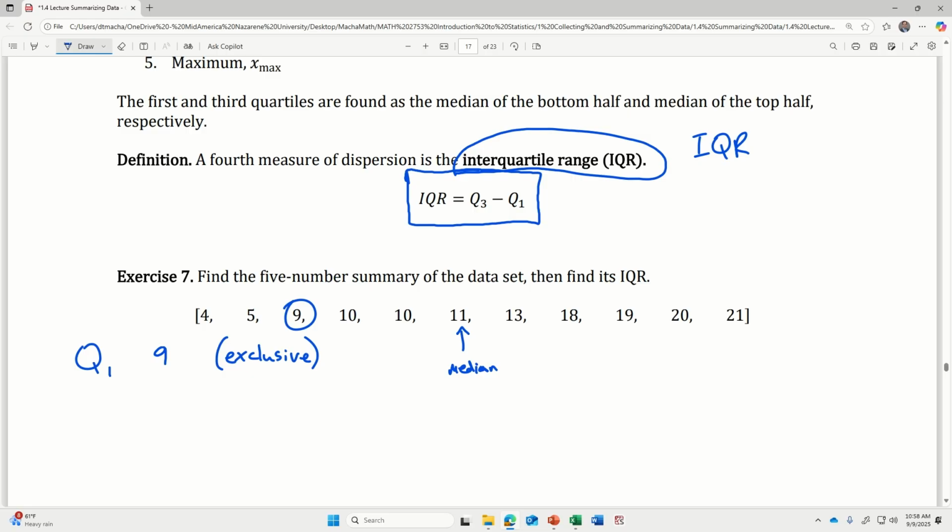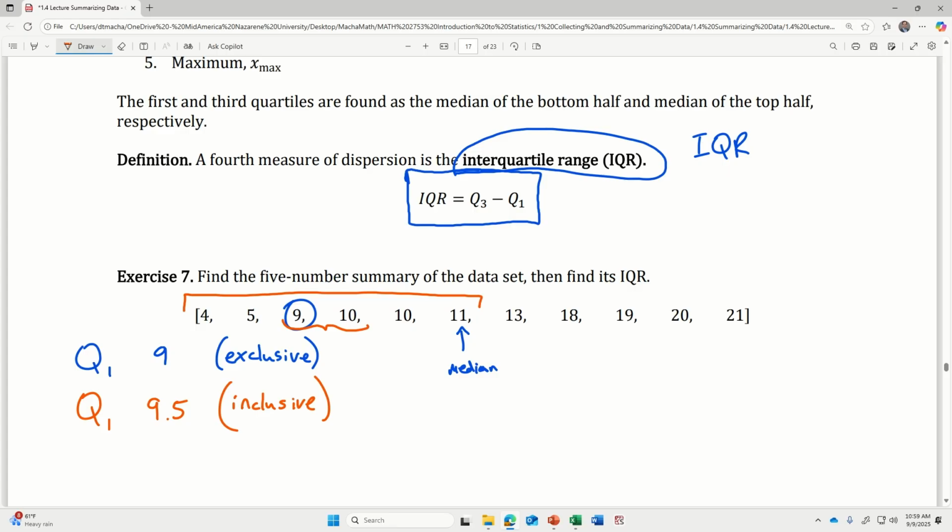Why would you do inclusive? It depends on if I ask for inclusive or exclusive. You have to kind of know how to do both so you know the difference. What would be the inclusive quartile? Do you know? It would be an average between 9 and 10. Exactly. If I want the inclusive first quartile, that means I'm taking the middle of these numbers, and it's called inclusive because I'm including the median. And so then the middle of these numbers is these two numbers, 9 and 10, so I've got to average them together to get the inclusive first quartile.